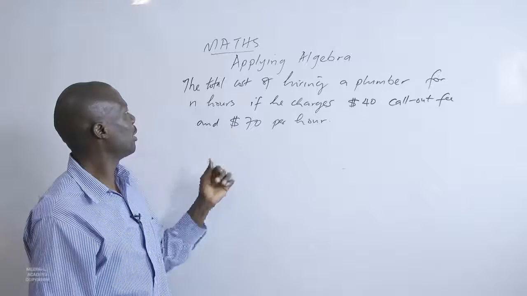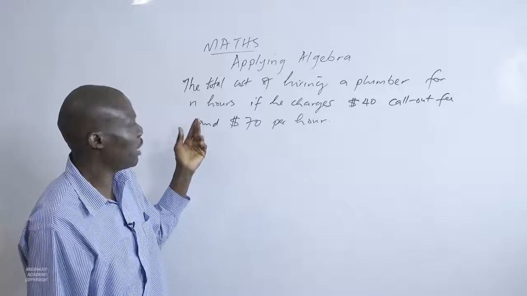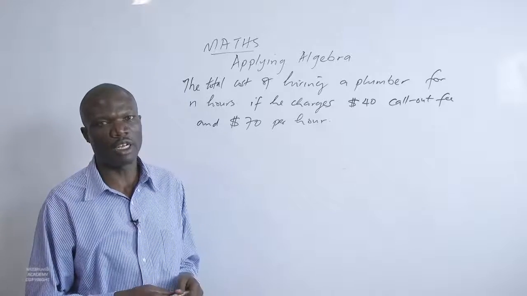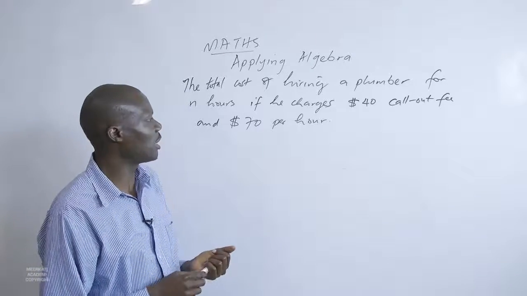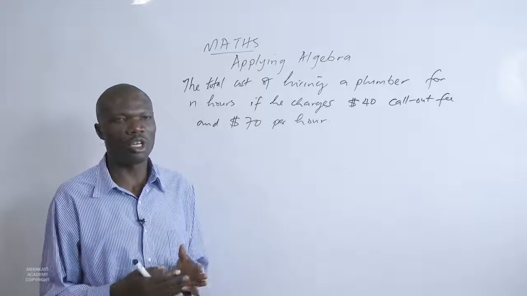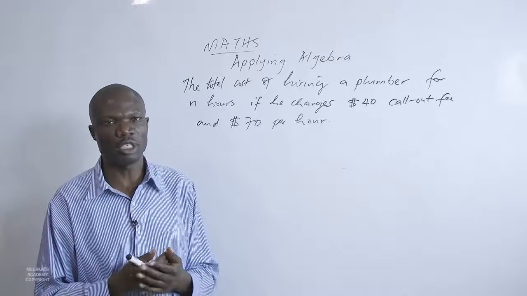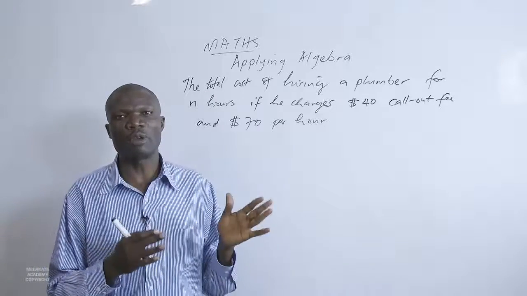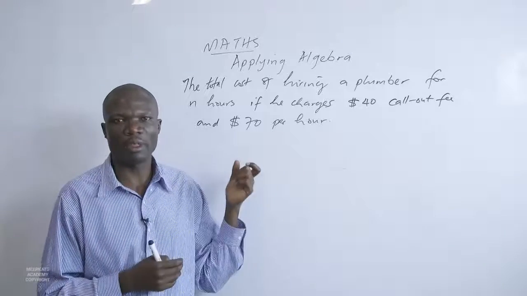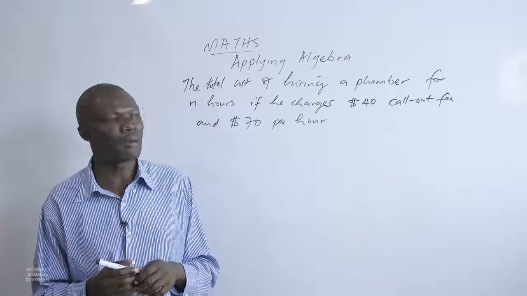We need to find the expression for the total cost of hiring a plumber for n hours if he charges a call-out fee of $40 and $70 per hour. Those who have interacted with the plumbers, when you call them, you must first give them a call-out fee. That's why we have a fixed charge of $40. And then the number of hours the plumber will stay in your house making repairs, it will be costing the caller $70 per hour.